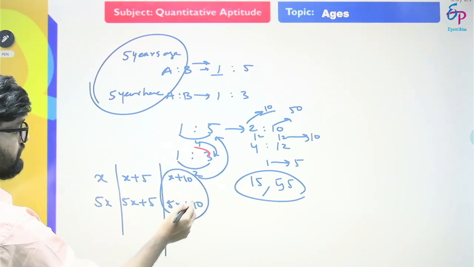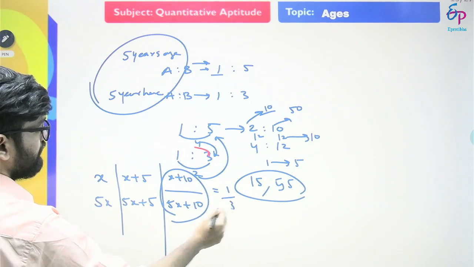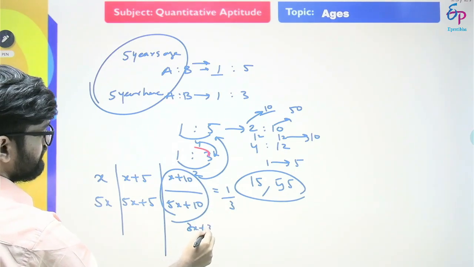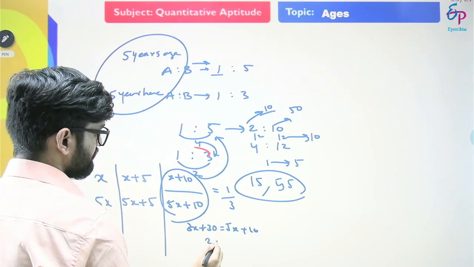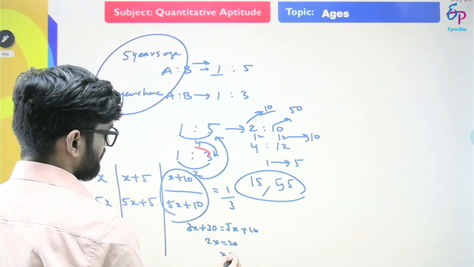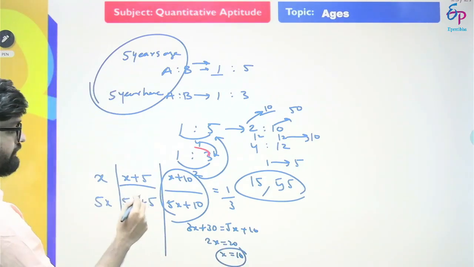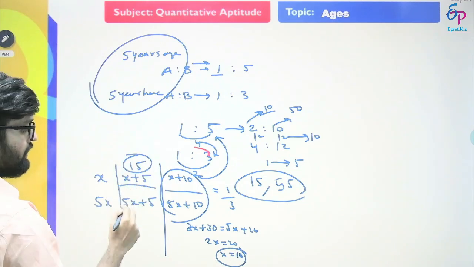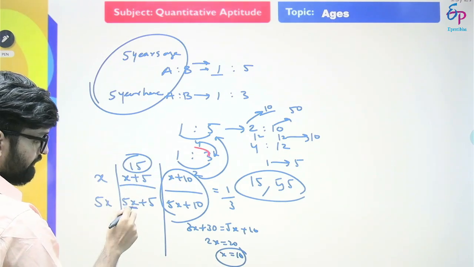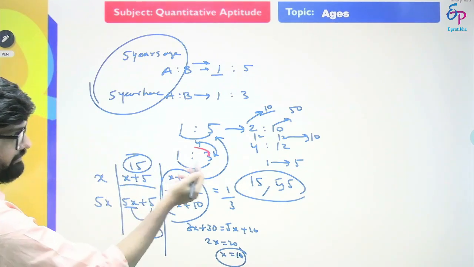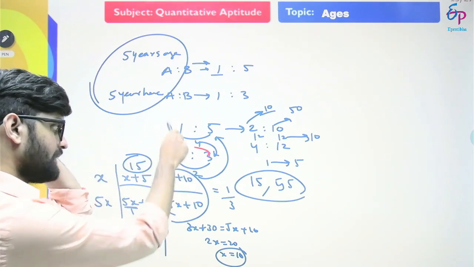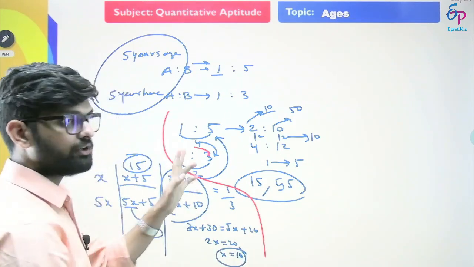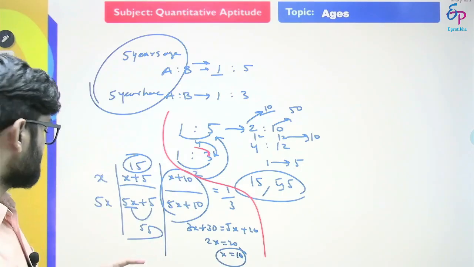The ratio is in the form of 1/3. So 3x plus 30 is equal to 5x plus 10. This is 2x is equal to 20, x is equal to 10. X is equal to 10 means this is 15, and 5 into 10 it is 50. 50 plus 5, 55. The same thing I got, but this is taking a bit more time, that is taking a bit less time. So ratio shortcut method only you can go. So that is about ratios.